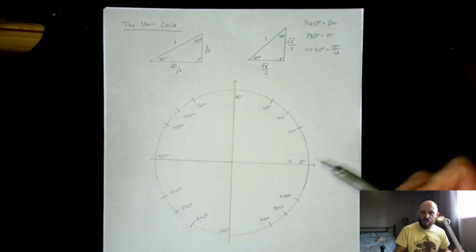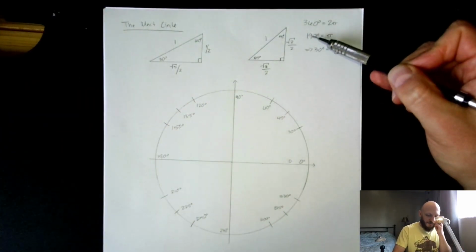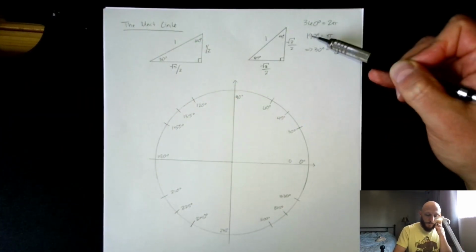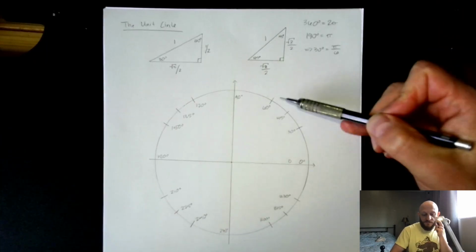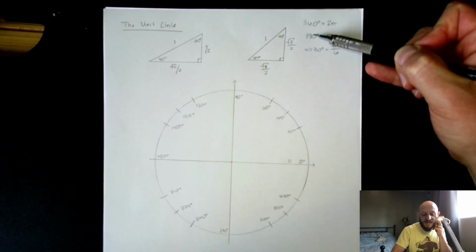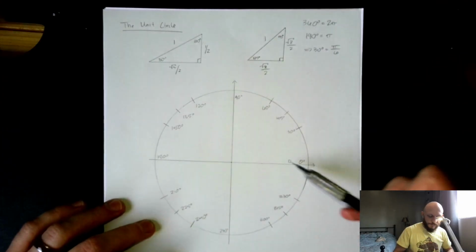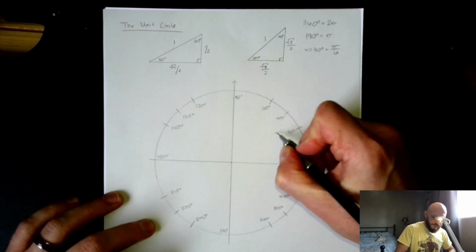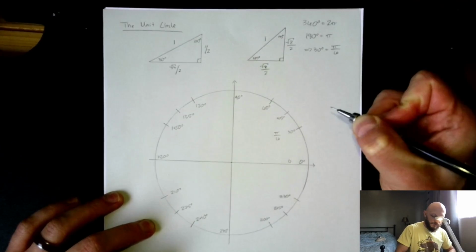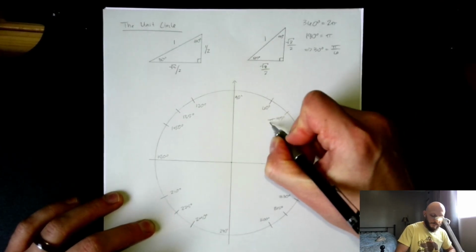That's how you can translate all of these. Pi over 4, 180 divided by 4 is 45. 180 divided by 3 gives you 60. So that's how you can derive these. So 30 degrees is the equivalent of pi over 6 radians. 45 is pi over 4.